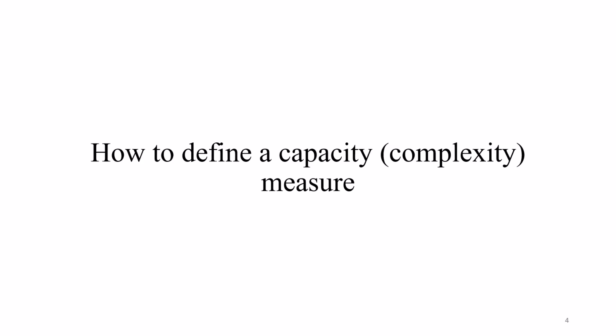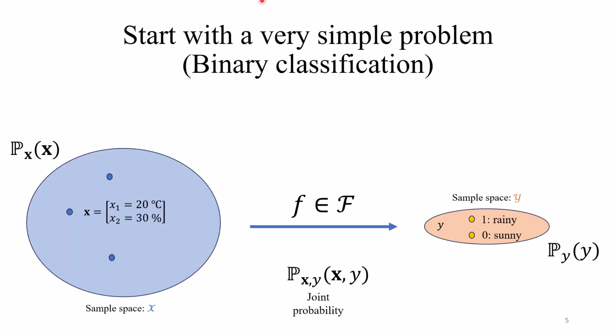So how do we define a capacity or a complexity measure? If we continue our example from last time, that is a binary classification problem for weather forecasting. We have a sample space X with probability measure Px, and another sample space Y with probability measure Py. Now we want to map elements from X to Y using functions from this set of functions, calligraphic F, which could correspond to neural networks.